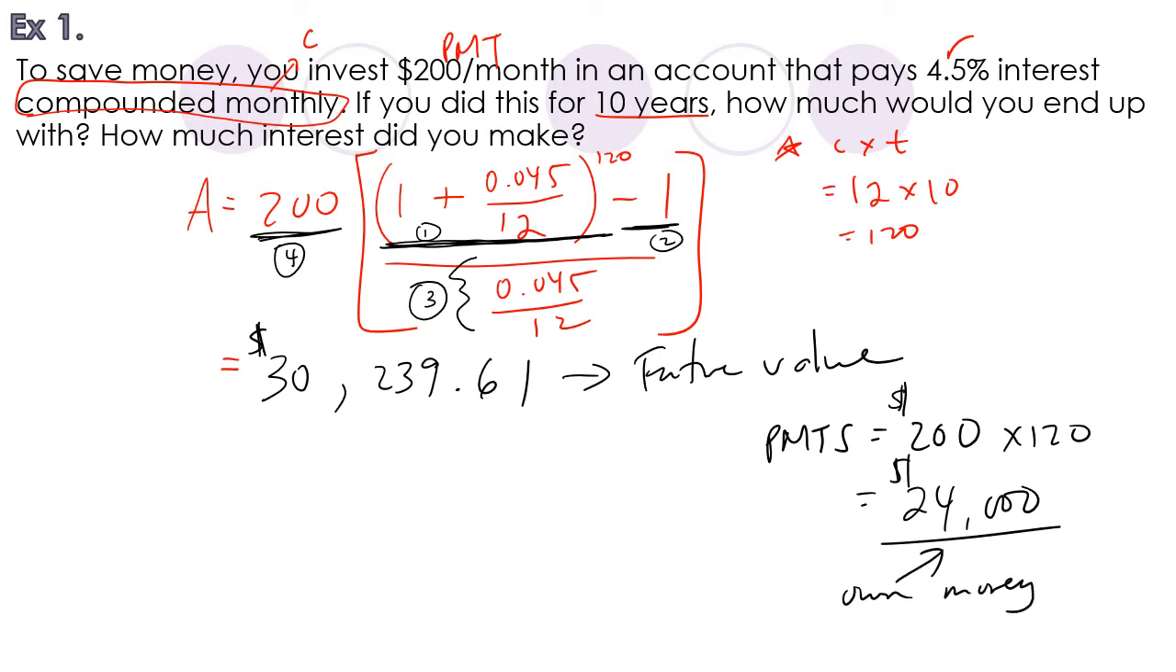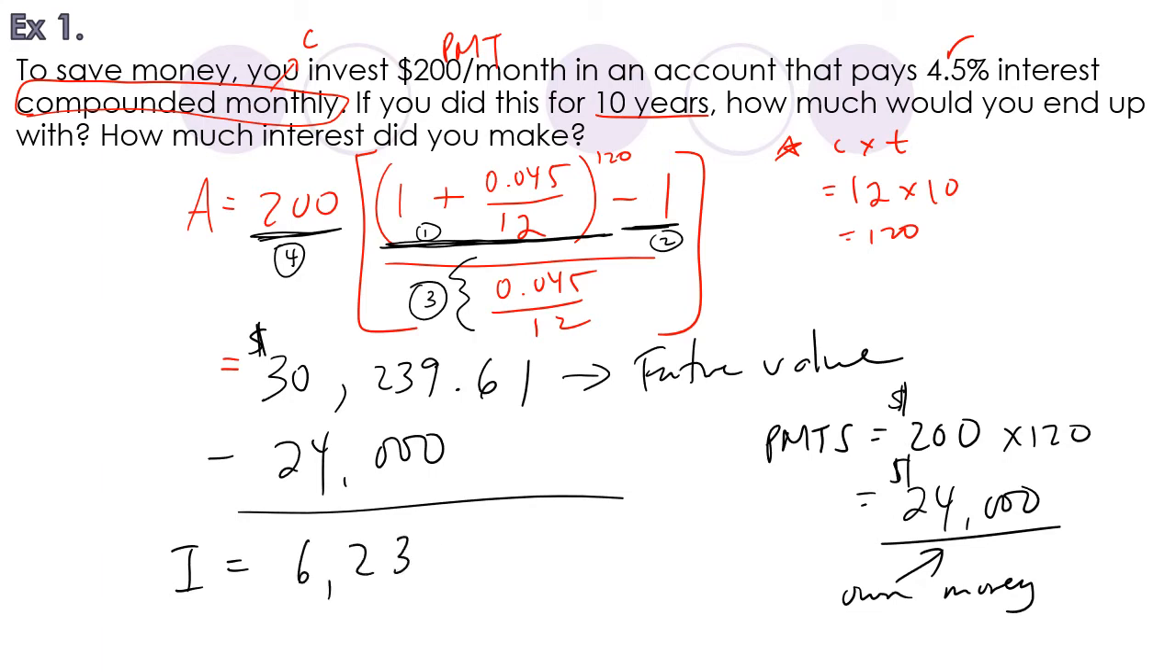How do I figure out how much interest I made? Well, I walked away with just over 30 grand. If I subtract what I put in, which was 24,000, I get the amount of interest I earned, which was $6,239.61. And that is our interest earned. Not too bad.